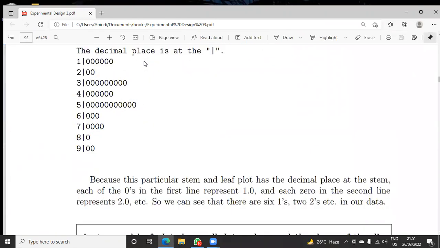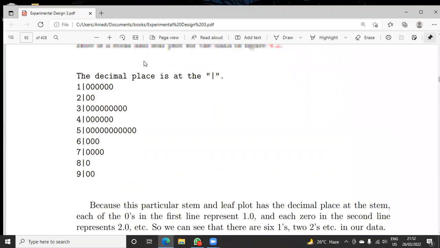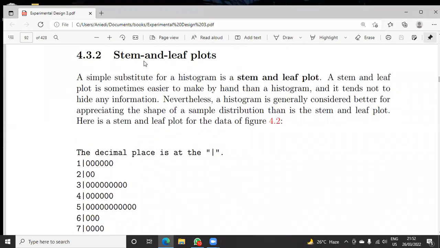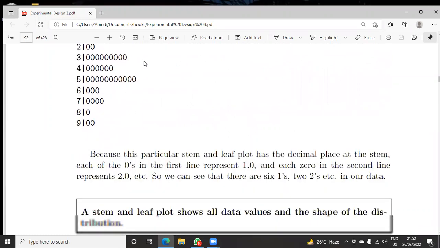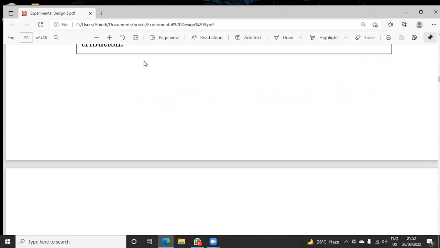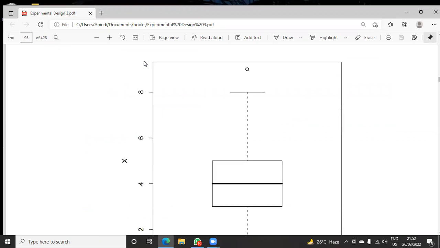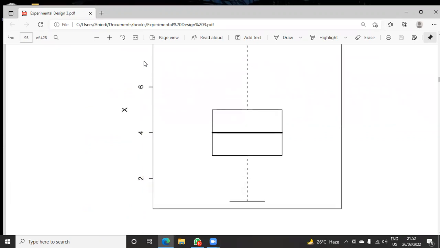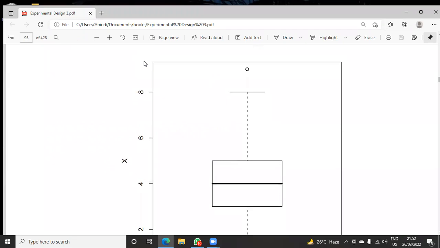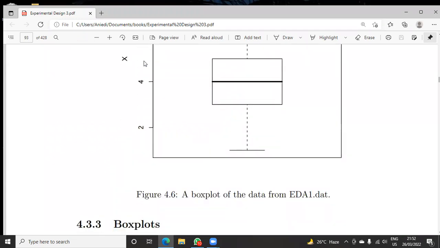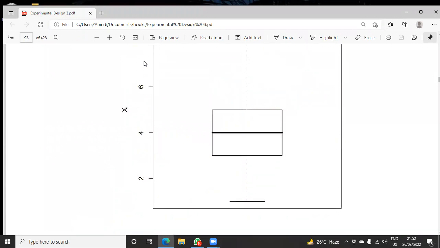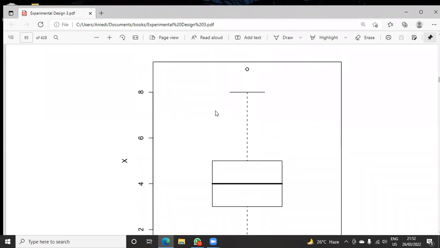Okay. All right. This is the stem and leaf plots, which I just explained. Then the box plot. This is how the box plot is. The minimum, the first quarter, the middle quarter, that is the median. Then the third quarter, then you have the maximum.